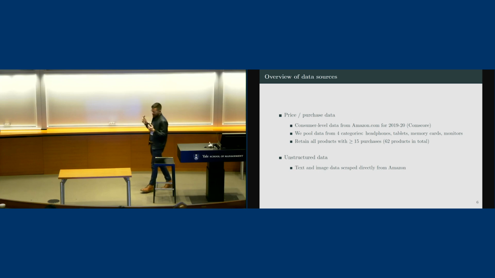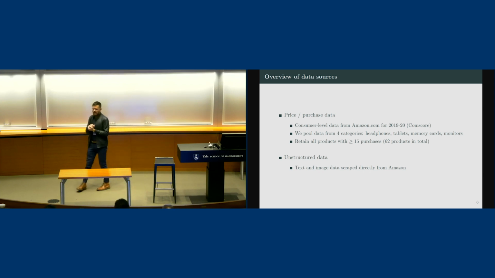For the results I'll present today, we're going to look at 4 categories of electronics. And we're going to focus on products that have at least 15 purchases, so that are purchased relatively frequently in the data. This is the first source of data, and then we are going to pair it with data from what I'm going to call unstructured data, so data on text and images about the products to measure how similar different products are. And these are scraped directly from Amazon.